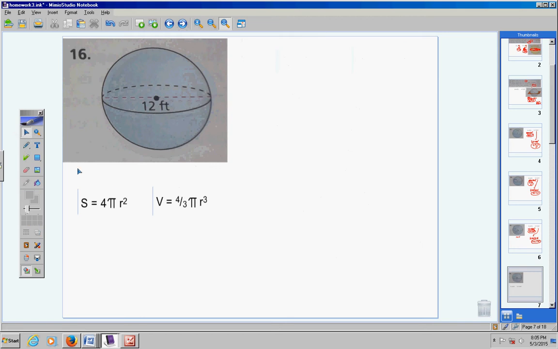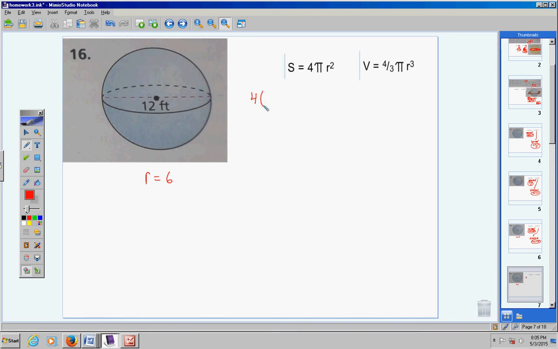Number 16. Last one in this section. We'll move on to something else, alright? Here we go. Now, if the diameter is 12, the radius would be 6. So to find the surface area, I'm going to take 4 times 3.14 times radius 6 squared. Okay, taking my calculator here, multiplying these together very quickly. Let's see what we get. 4 times 3.14 times 6 squared, and I'm getting 452.2. And that would be feet squared because we're dealing with surface area, and area is always a square measurement, okay?